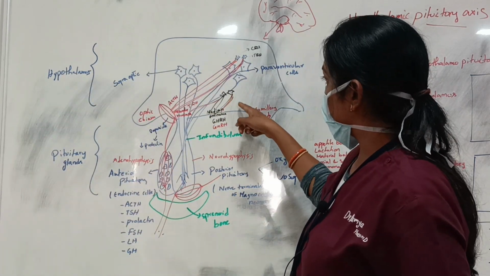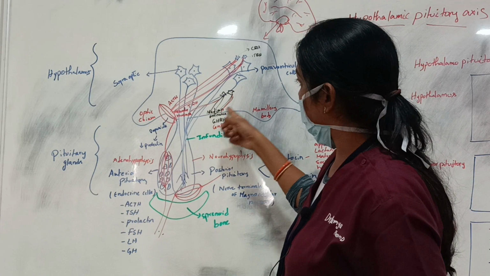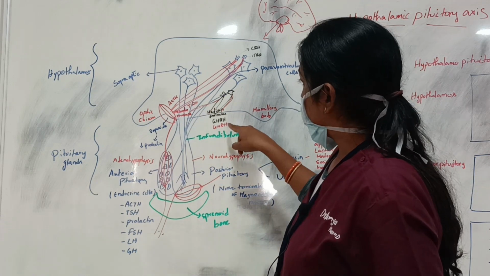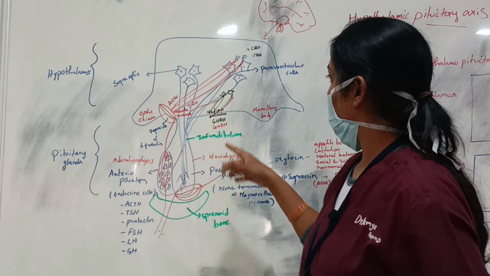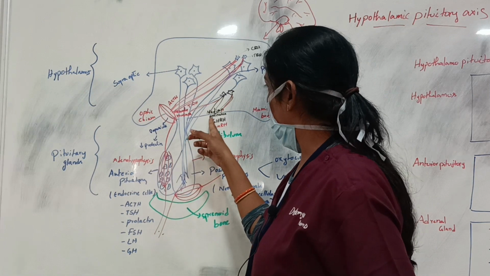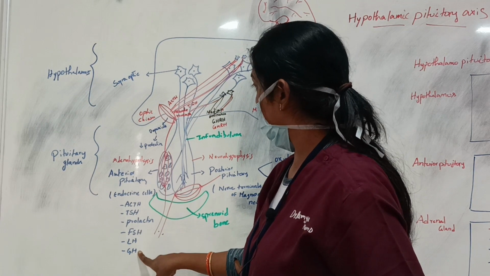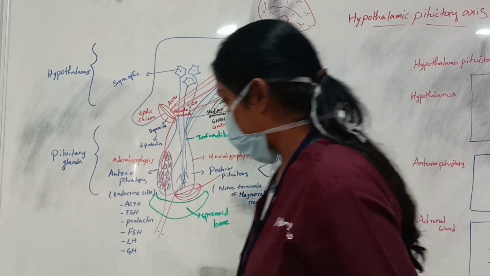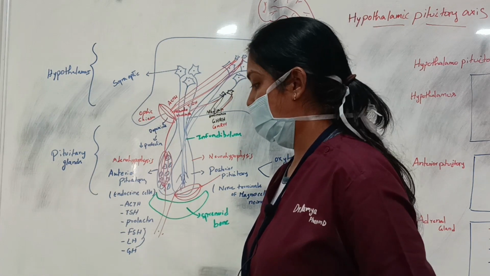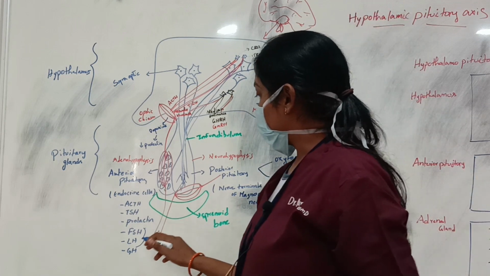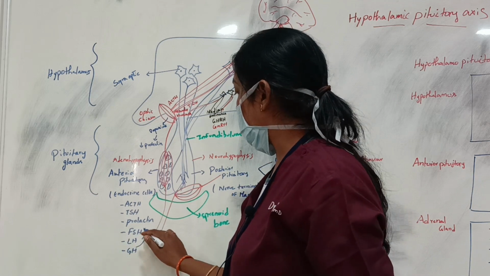And this arcuate nucleus will have another set of neurons which will release growth hormone releasing hormone and gonadotropin releasing hormone. Growth hormone releasing hormone is responsible for release of growth hormone, and gonadotropin releasing hormone is responsible for release of follicle stimulating hormone. Here, follicle stimulating hormone and luteinizing hormone are combinedly called gonadotropins.